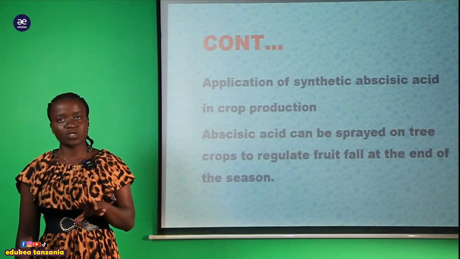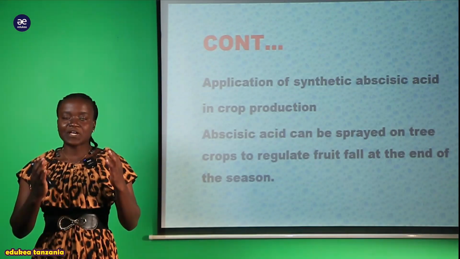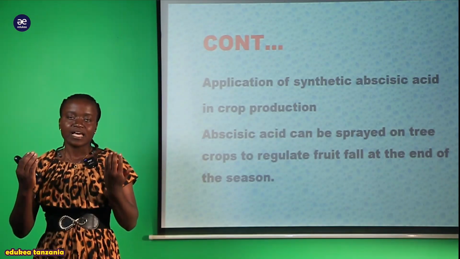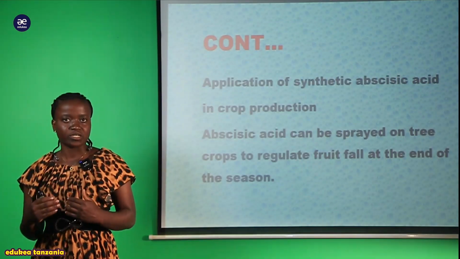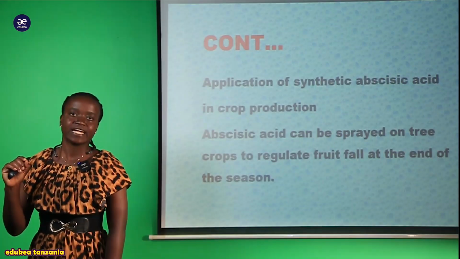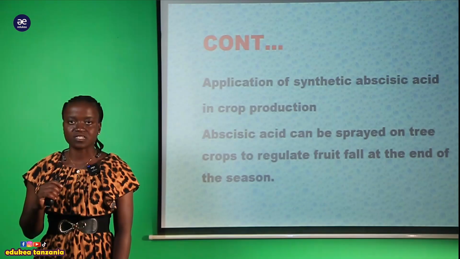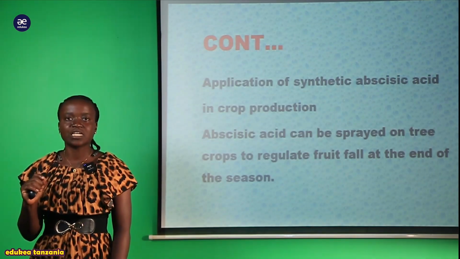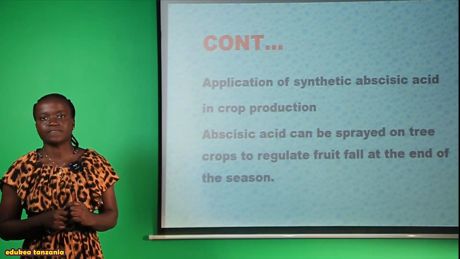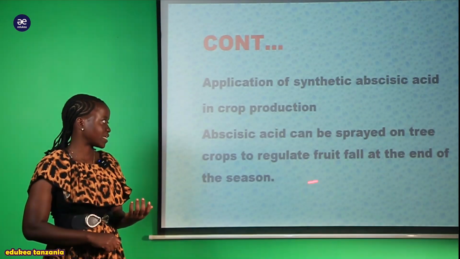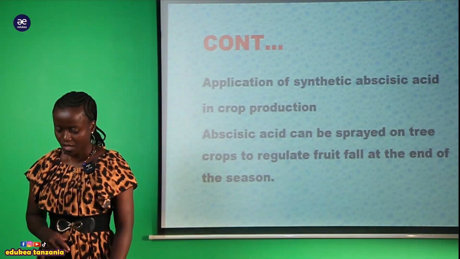Kwa maana kwamba pale ambapo unaona maembe au matunda yameiva na bado yapo yamejishikilia kwenye ule mti. Sasa ili kuweza kuyaangusha yote chini, ndipo ambapo tunatumia spray, ambayo ndani ya ile spray kunakuwa na the presence or the content of abscisic acid. So ukispray within a tree, ndipo ambapo patakuwa na falling off of those fruits. So now you can see this one, it regulates fruit fall at the end of the season.